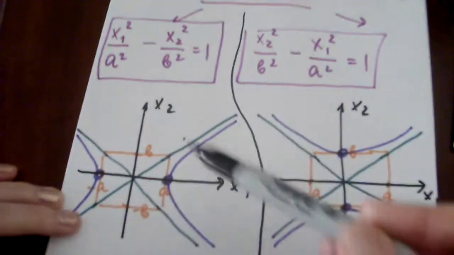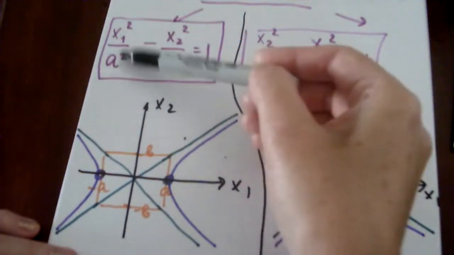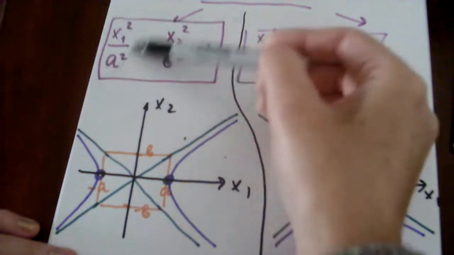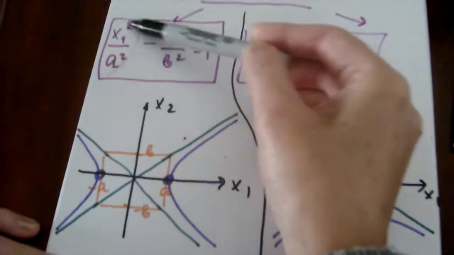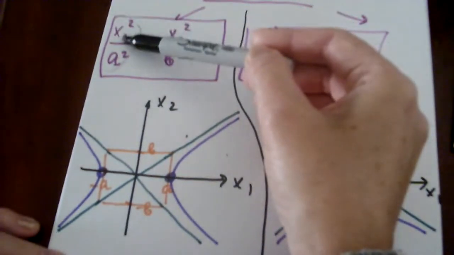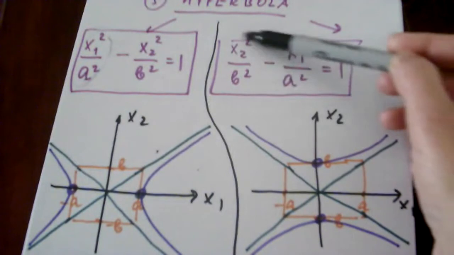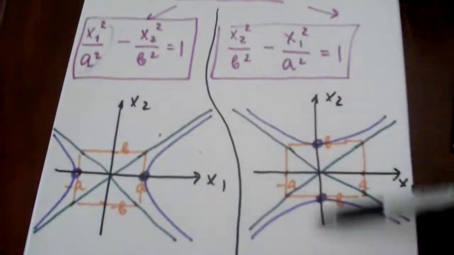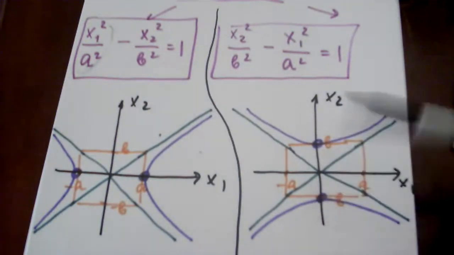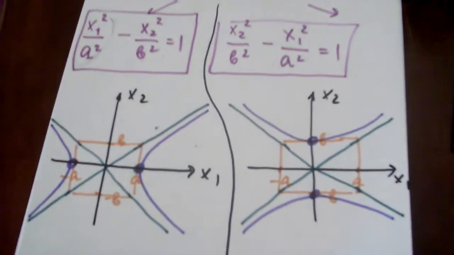You can use this trick. As you can see, this term here has a plus sign in front of it. This is a positive term, as opposed to this, which is negative. So the positive term corresponds to X1. That is why your vertices will be marked along the X1 axis. Whereas here, this term is positive, which is X2, and that is why vertices are located along X2. So it's just a small trick for how to memorize things, how not to confuse them.